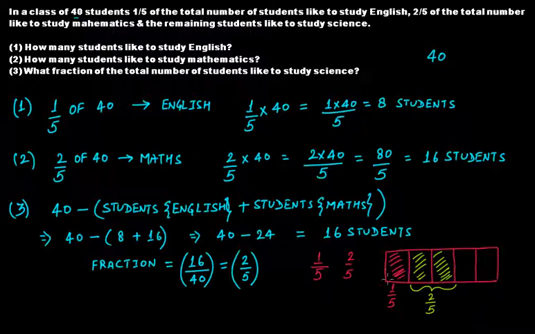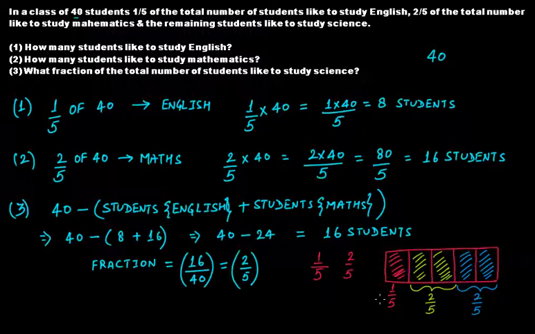So if 1/5 represents English and 2/5 represents mathematics, then what's the remaining portion? The remaining portion is very simple. It's again 2 divided by 5. So if I have to cover this portion, this is again 2 divided by 5. How? 1 plus 2 is 3. So subtract 3 from 5, and you'll get this portion, that is 2 divided by 5.